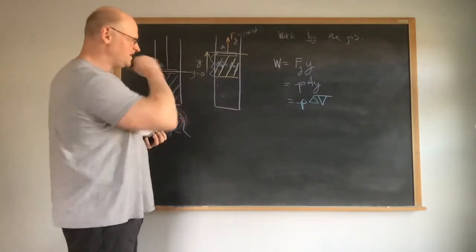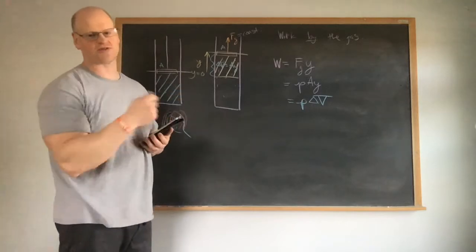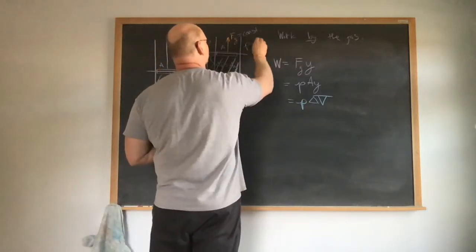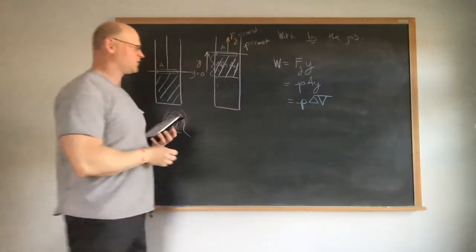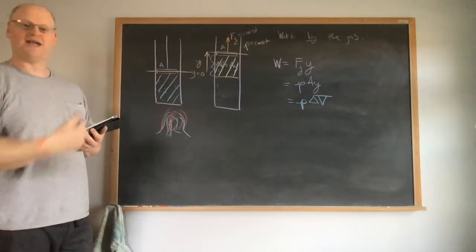Now, this is true, again, if the pressure is equal to a constant. So here, this has to be true when pressure is equal to a constant. But in a lot of situations, the pressure can actually be volume dependent. For example, an ideal gas.